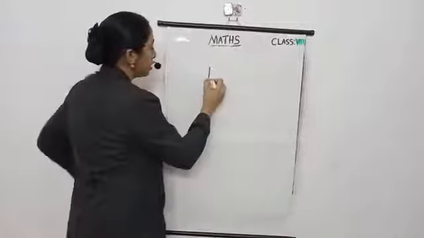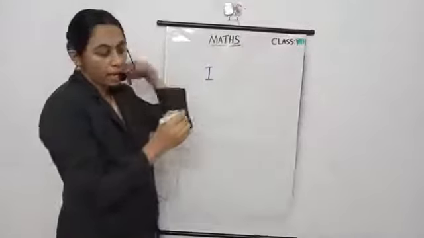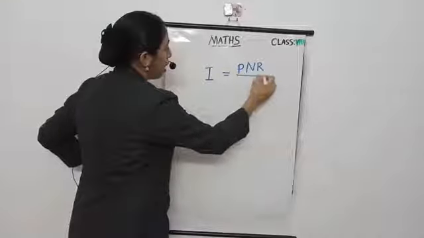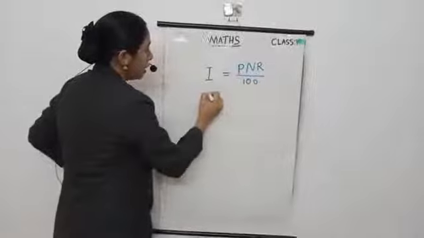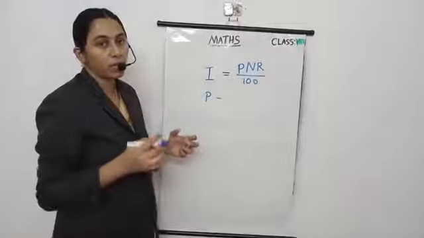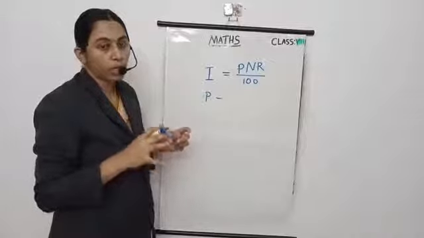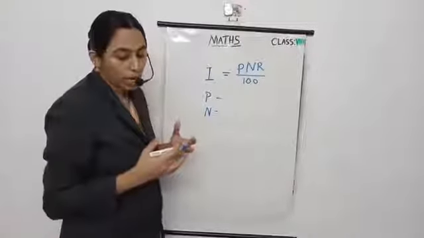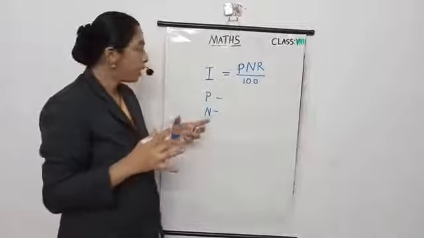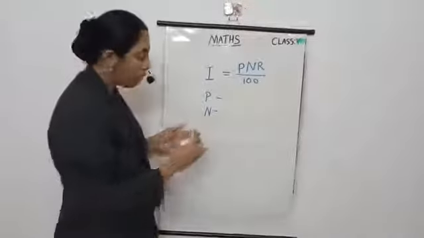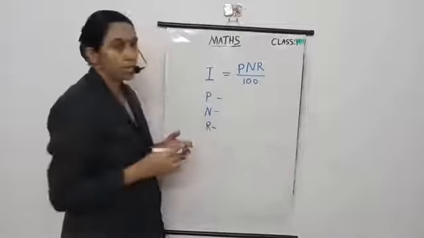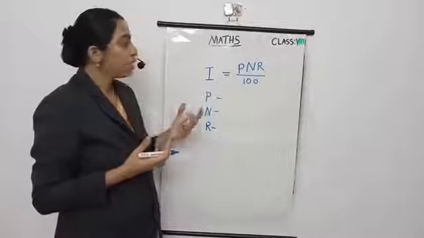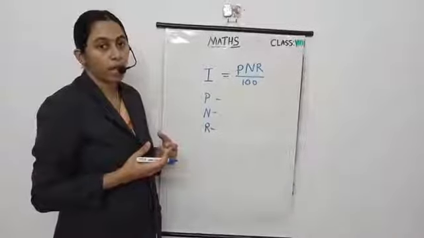Simple interest is represented using capital I, and the formula is I equal to capital P N R by 100, where P is the principal amount, that is the amount we deposit, and N is the number of years or number of months. That period is denoted by N, and capital R is the rate of interest, that is 5% or 9% interest. That rate is represented using capital R.